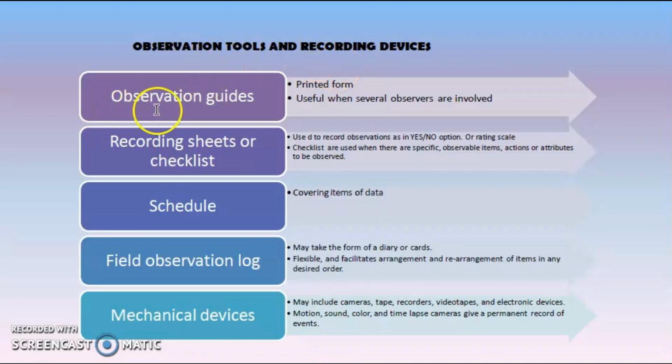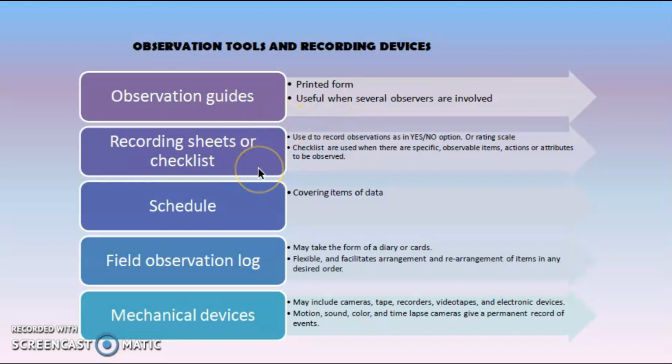First, observation guides. These are printed forms that provide space for recording observations. They are particularly useful when several observers are involved or when you wish to obtain comparable information from several sites or observation points or observations of many people. The more structured the guide, the easier it will be to tally the results.